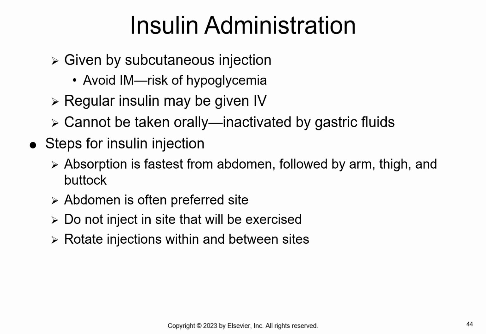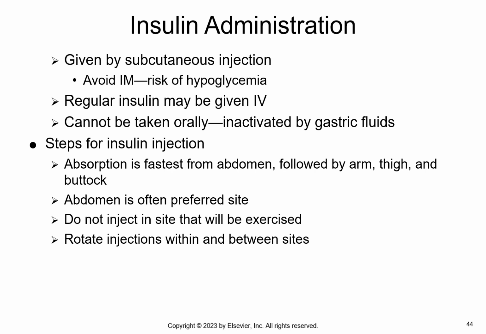Caution the patient about injection into a site that will be exercised. For example, injecting into the thigh and then going jogging could increase body heat and circulation. This could increase the rate of absorption and speed the onset of action, causing hypoglycemia. Teach the patient to rotate the injection sites within and between the sites. This allows for better insulin absorption.